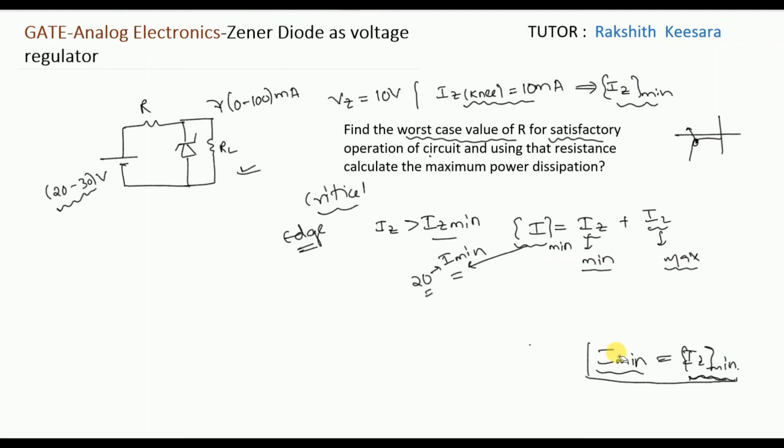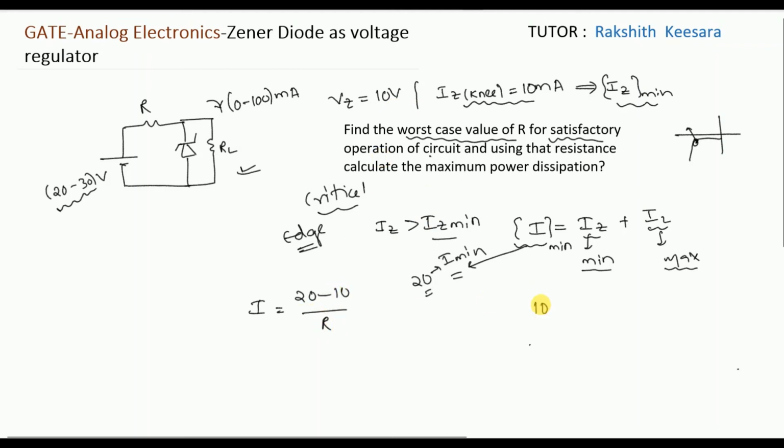So for minimum I, consider 20 volt. So what will be I? 20 minus VZ, which is 10, divided by R, that is 10 by R, equals IZ minimum, which is 10 milli, plus IL maximum, which is 100 milli. So R equals 10 by 110 milli. So that is 1 by 11 kilo ohm. That is the value of R. So this question is completed.